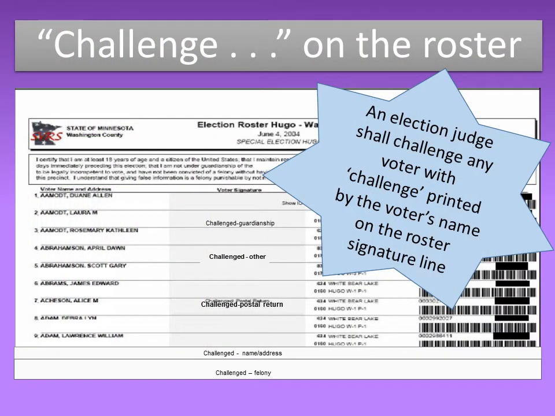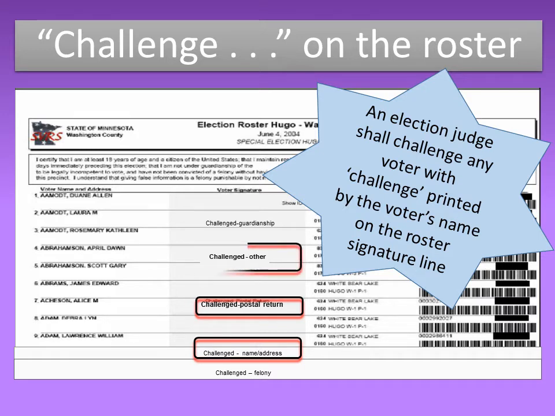The word challenge may appear next to the voter's name on the signature line. This would include any of the following: challenged, postal return. The state was unable to verify their address. Challenged, name, address. The state was unable to verify their name or address. Challenged, other, or undeliverable. The post office was unable to deliver a postal verification card.